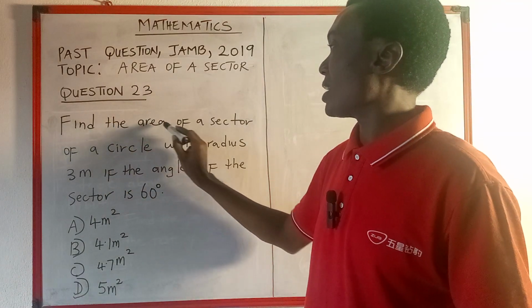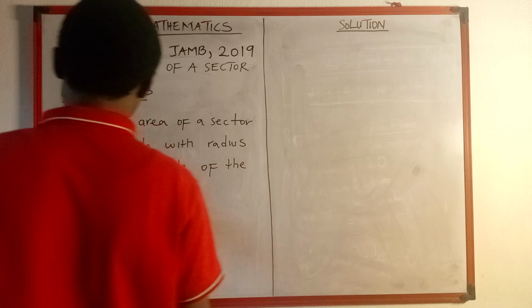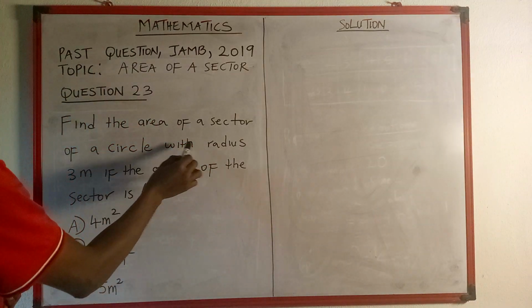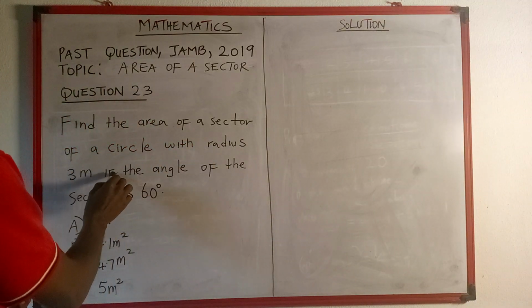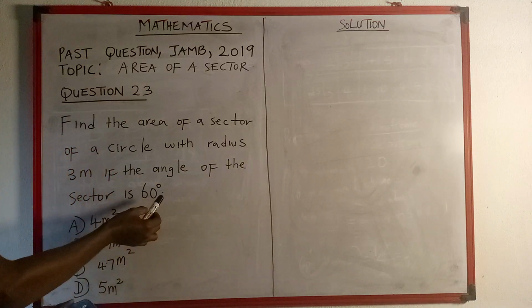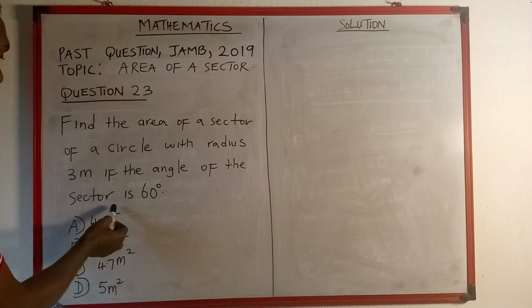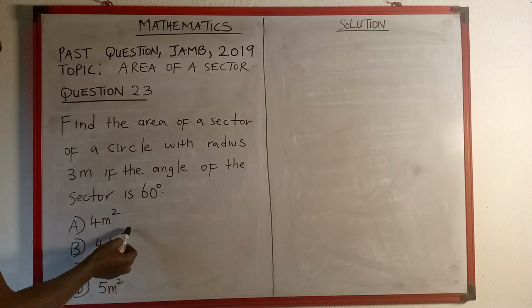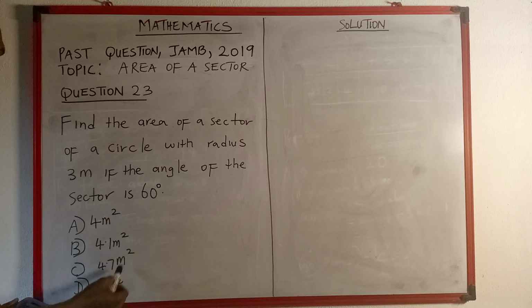Find the area of a sector of a circle with radius 3 meters if the angle of the sector is 60 degrees. These are the options: 4 meters squared, 4.1 meters squared, 4.7 meters squared, 5 meters squared.